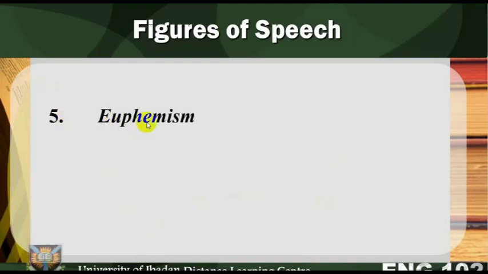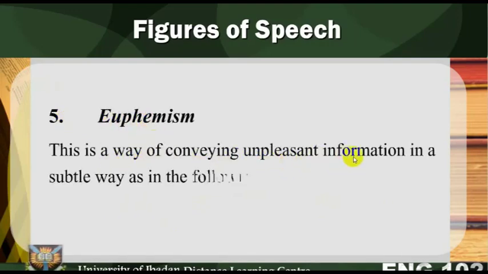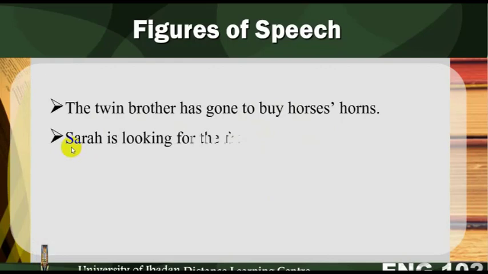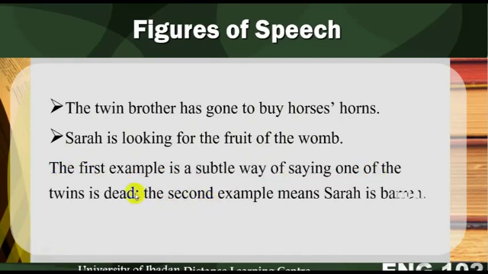5. Euphemism. This is a way of conveying unpleasant information in a subtle way, as in the following examples. A. The twin brother has gone to buy horse's horns. B. Sarah is looking for the fruit of the womb. The first example is a subtle way of saying one of the twins is dead. The second example means Sarah is barren.